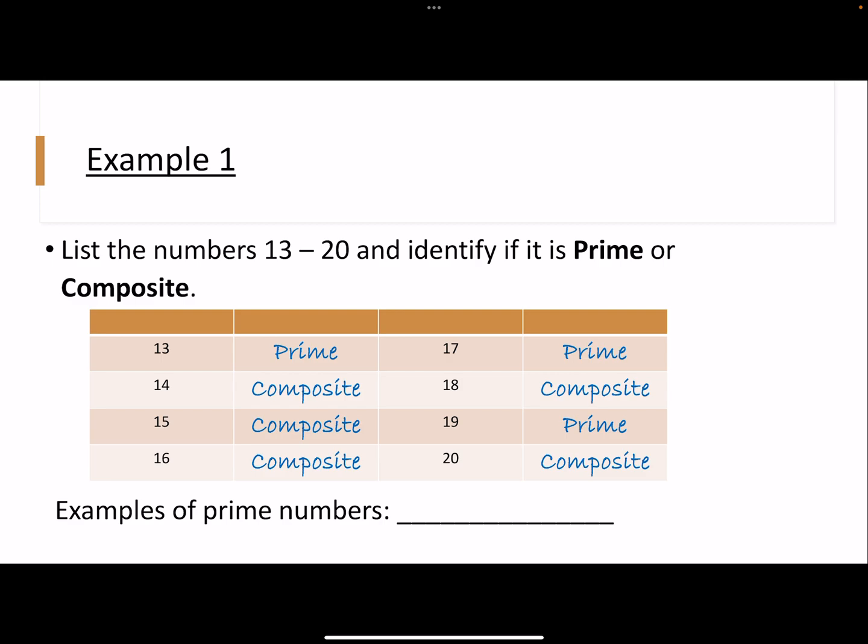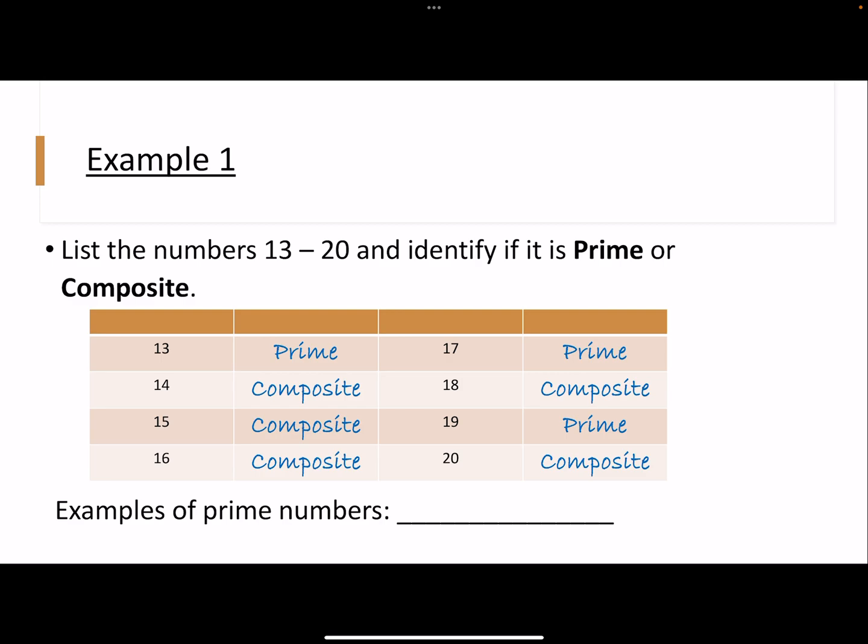Other numbers that are prime between 13 and 20, we can think of 17 and 19. These are prime numbers because only 1 times 17 gives me 17 when we're thinking about whole numbers being multiplied together. And the only factors of 19 are 1 times 19. So those are the ones that are identified as prime and composite.